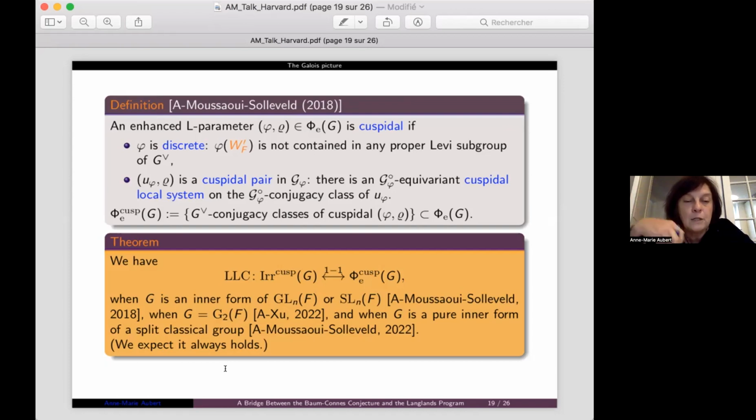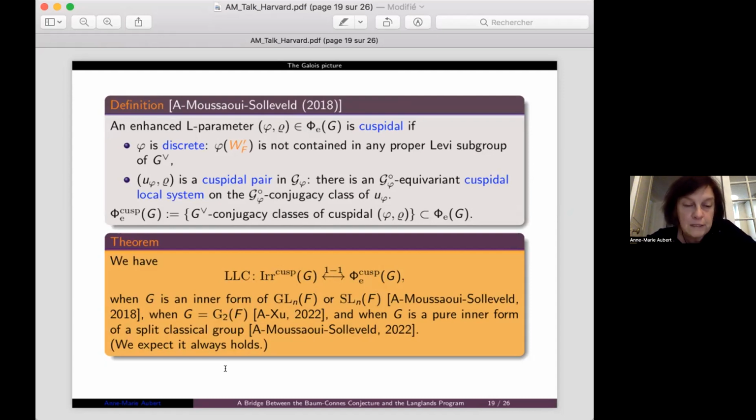So we want something on the parameter. We want that the parameter is discrete, that is, its image is not contained in any proper Levi subgroup. And regarding the enhancement, we go to this group curly G_phi, and we require that the pair given by the unipotent element u_phi and rho is cuspidal, which is a terminology introduced by Lusztig in his work on the generalized Springer correspondence. And actually, it's possible to define it using also a parabolic induction, but here it's a parabolic induction on the derived category, and you just consider certain G_phi-equivariant perverse sheaves on the unipotent variety of the group curly G_phi.